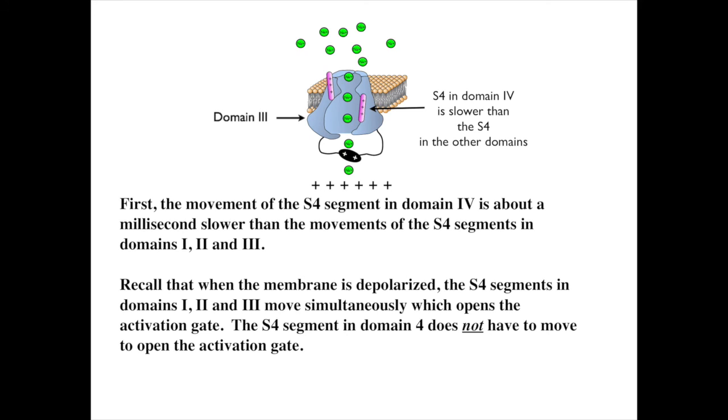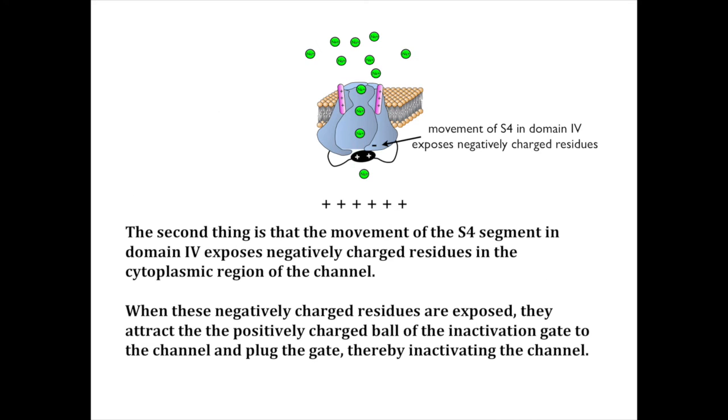Recall that when the membrane is depolarized, the S4 segments in domains 1, 2, and 3 move simultaneously, which opens the activation gate. The S4 segment in domain 4 does not have to move to open the activation gate. The second thing is that the movement of the S4 segment in domain 4 exposes negatively charged residues in the cytoplasmic region of the channel that's indicated in the upper figure. When these negatively charged residues are exposed, they attract the positively charged ball of the inactivation gate to the channel and plug the gate, thereby inactivating the channel.